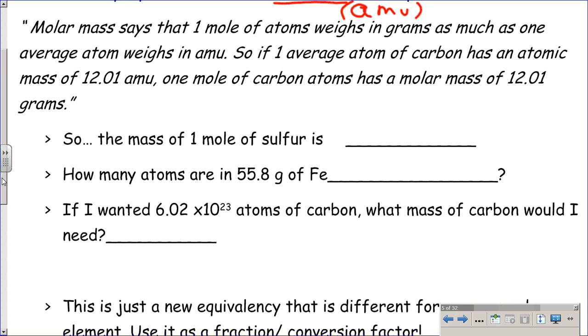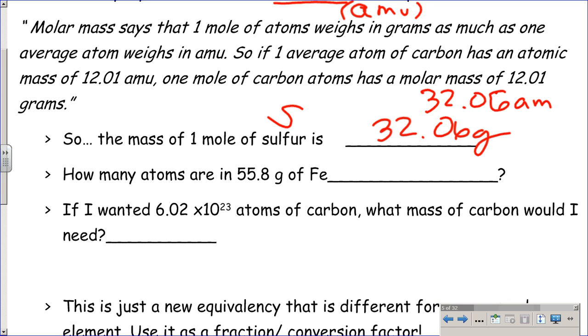So if I say I want 1 mole of sulfur, the periodic table says, what's the gram mass of 1 mole of sulfur? How are you getting that? You're just looking at the atomic mass, right? You just know how to use the periodic table. So look for sulfur, it's 32.06 grams. Truly, it's 32.06 AMUs, but we can't mass them out. We don't deal with the AMUs very well. So we're saying it's equivalent to grams.